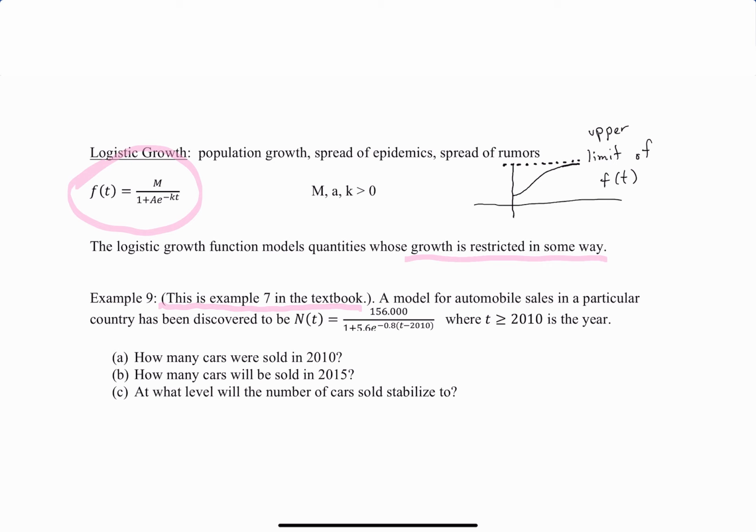Why would growth be restricted in some way? Well, some examples of that situation would be population growth. So there's usually some sort of upper limit on a population based on, say, how much food can be produced. Or spread of rumors. As more and more people hear the rumor, there's fewer people to spread it to. So there's an upper limit to growth there. Anyway, please watch the videos for these examples.